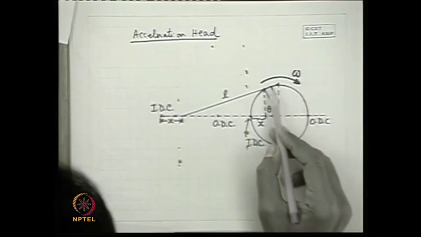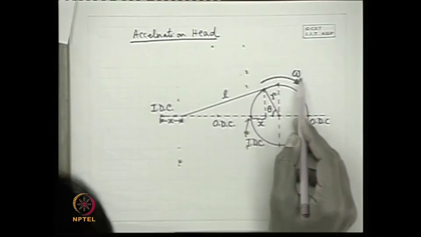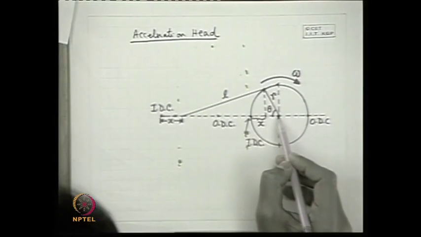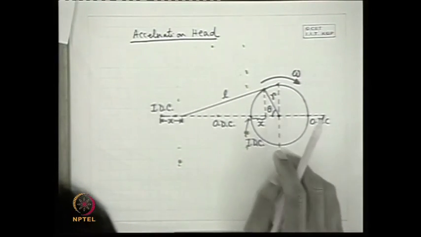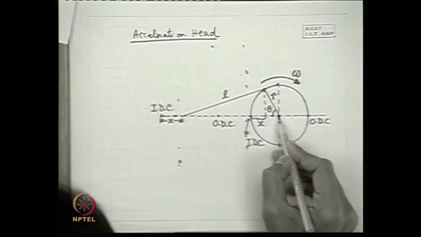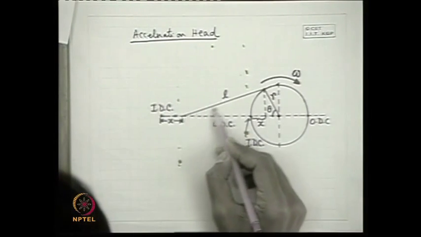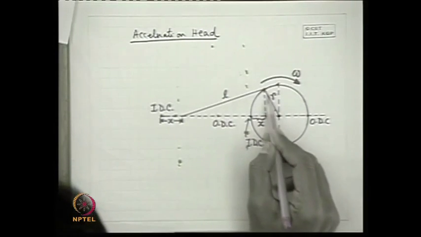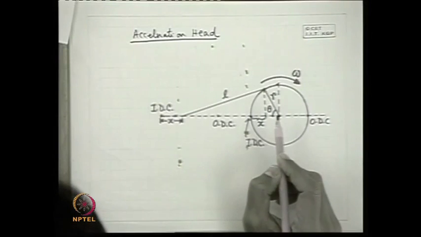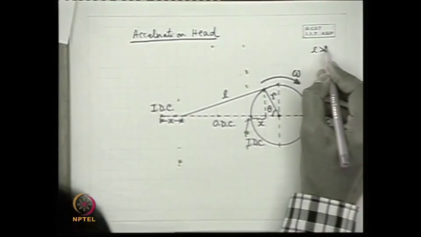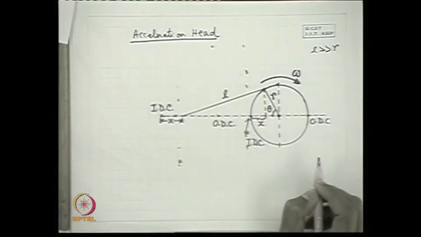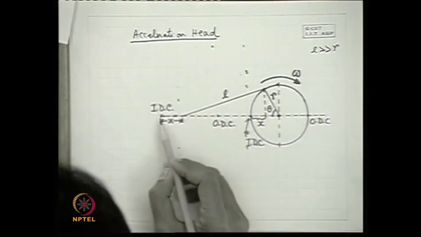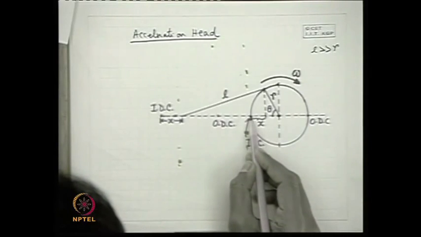Here we see that this is the angular velocity of the crank, which is executing a rotary motion. This is the shaft, as you know, the crankshaft, where the mechanical energy is put in the form of shaft work. Now we consider a connecting rod whose length is L and the length of the crank is R, the radius. So if L is very much greater than R, then this simple harmonic motion we can consider from IDC to ODC. What is IDC? This is the inner dead center position.